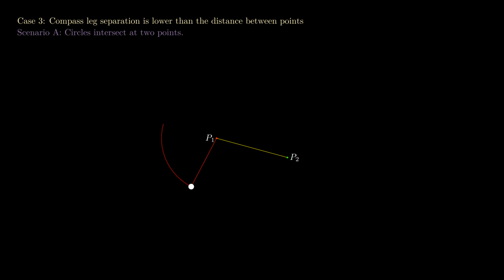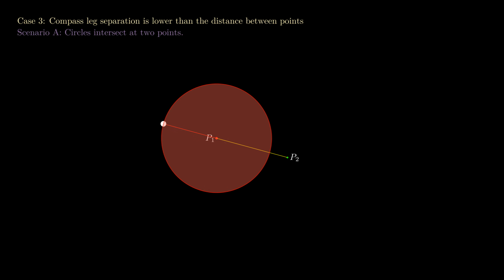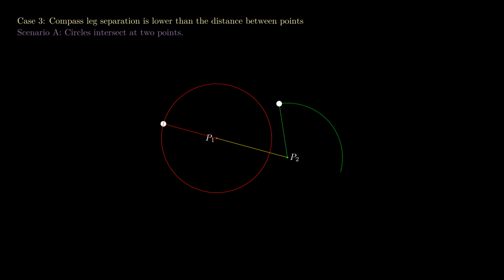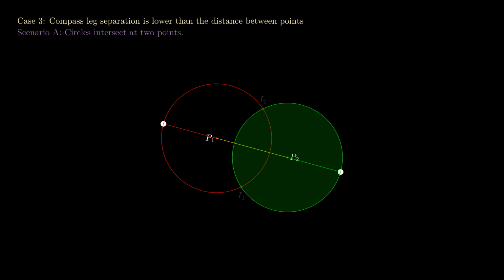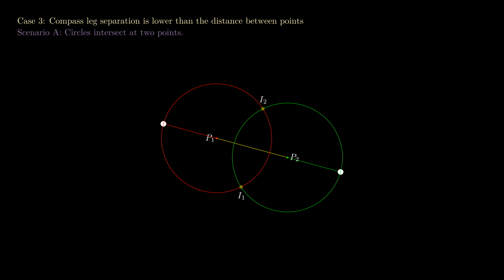In the first scenario, we adjust the compass leg separation in such a way that when 2 circles are drawn, the circles still intersect at 2 different points. As we can guess, this scenario is equivalent to the previous cases, so we will still be able to locate the midpoint by joining the 2 intersection points of the circles.